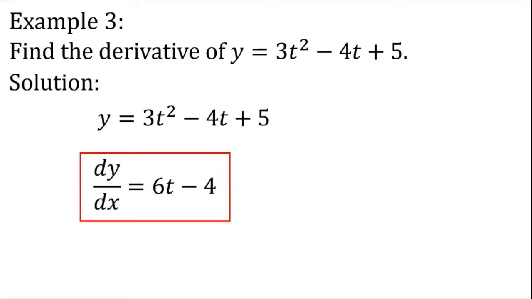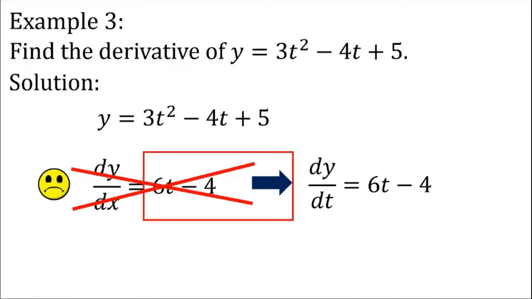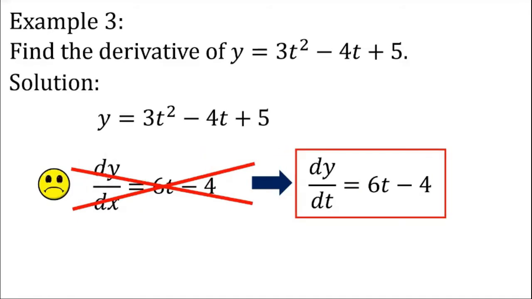Sir, yes, Kenneth? Siguro po yung final answer will be y prime po. Y prime. Okay, it's correct. Aliana. dy over dt po. Very good. So it should be dy over dt. So this is the mistake in this part. It should be dy over dt equals 6t minus 4. Okay, and this should be our answer.